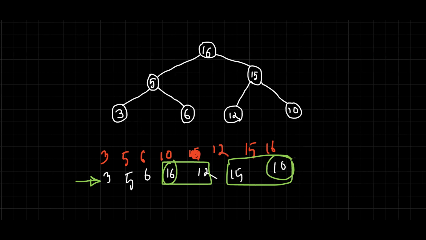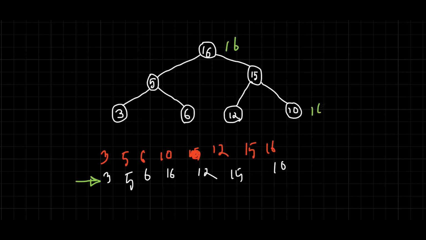So here we can tell that in this tree, the values 16 and 10 violate the given binary search tree order. So if we swap the values 16 and 10, then the tree will become a valid binary search tree. So this is the basic intuition.